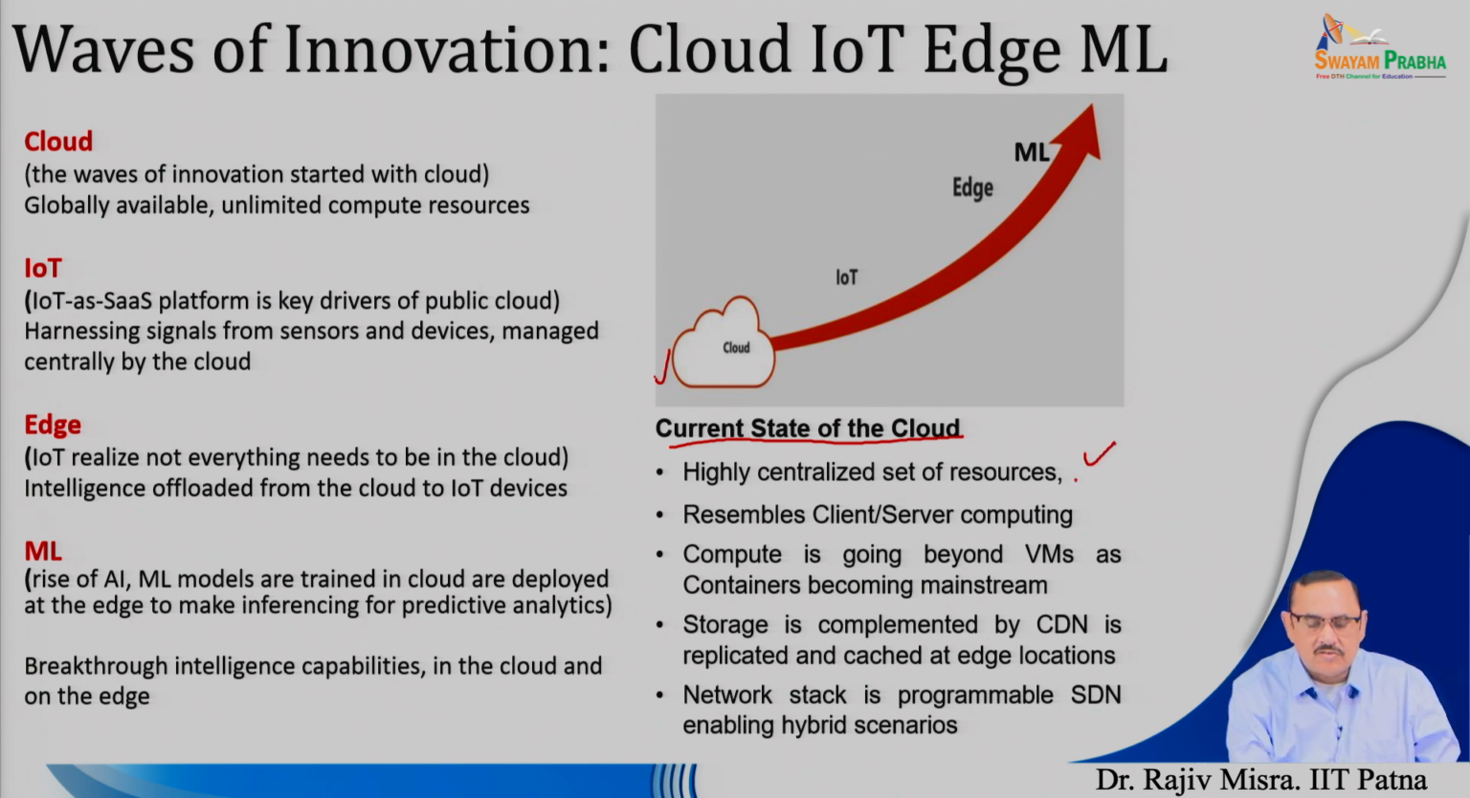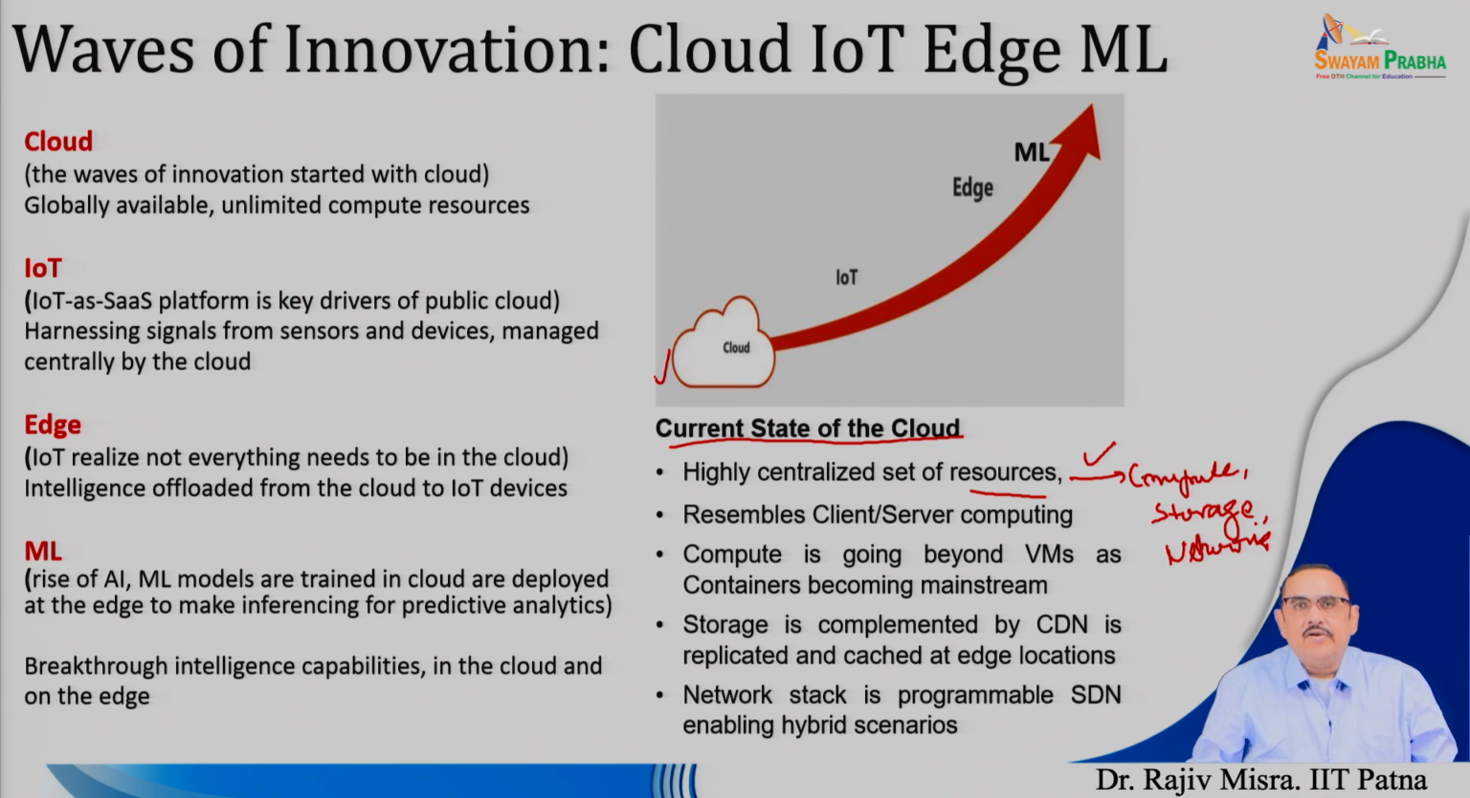When we say resources, we mean compute, storage as the major resources. The third important resource is the network. So, you can see that the cloud has a highly centralized set of resources, and that means it has hundreds and thousands of computers with the storage and network connected together, called a cloud data center.